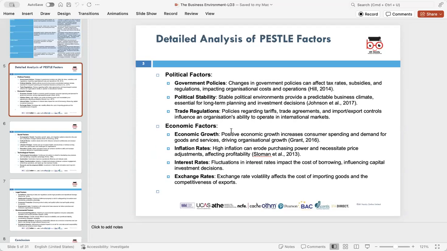Trade regulations encompass tariffs, trade agreements, and import-export controls that influence international trade. High tariffs on imported goods can increase costs for businesses relying on foreign materials, leading to higher prices for consumers. Favorable trade agreements can open new markets to businesses, increasing export opportunities and revenue. Import and export controls can affect the availability of goods and impact supply chains. For example, export restrictions on certain technologies can limit market expansion.